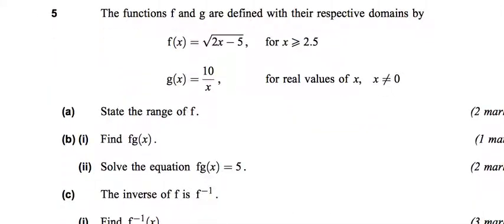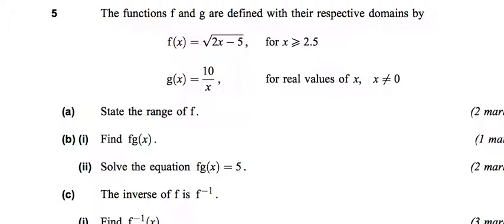And then 5, similar sort of thing we had before, of 2 different functions and stating the range and inverse functions and all that kind of thing. Take the range of f, so similar thing, if x is 2.5, we're going to get 5 minus 5. So it's basically f of x is more than or equal to 0, because we want the range, which is the y values.